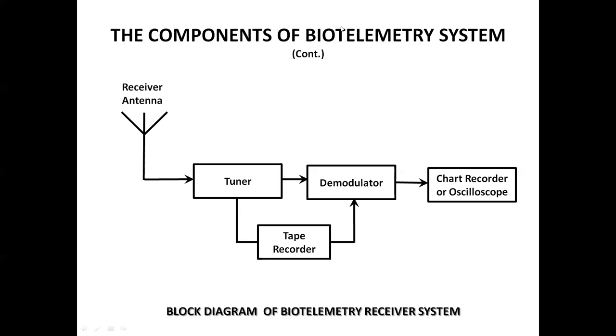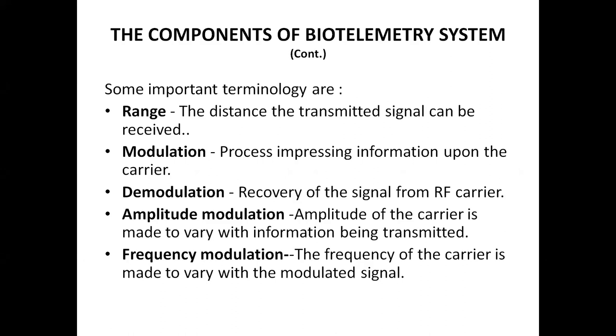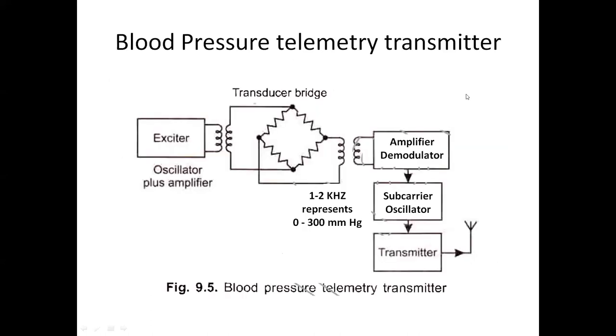Some of the important parameters we have in biotelemetry are range, modulation, and demodulation. The range is the distance of the transmitted signal that we have to receive here. These are the basic fundamental elements in biotelemetry: range, modulation, demodulation, amplitude modulation, frequency modulation, etc. Range is the distance over which the transmitted signal can be received, for example, several kilometers, 500 kilometers from one place to another place. That is called range. Everybody knows modulation, demodulation, and the various definitions for AM and FM.